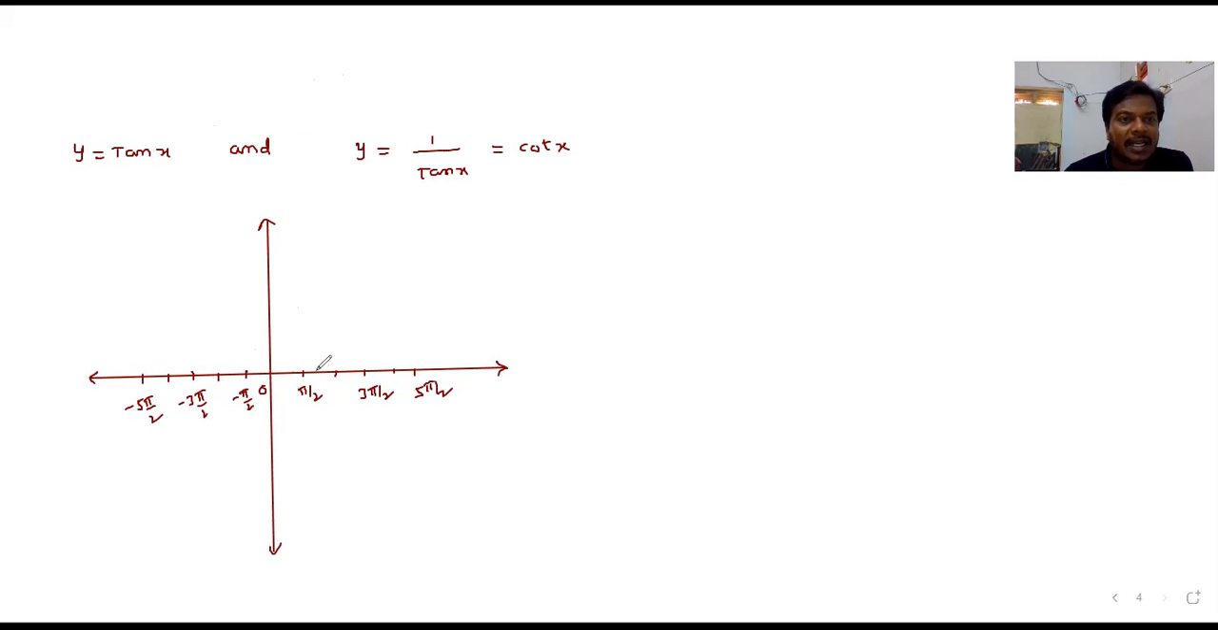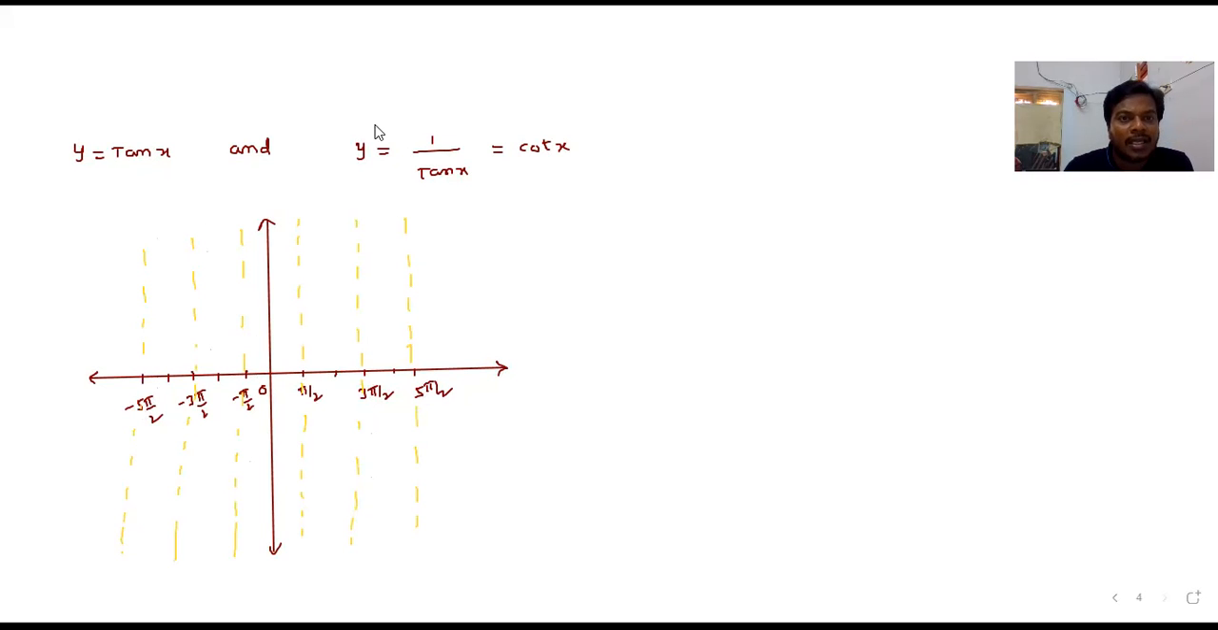Why? Because tan 90 is not defined, right? Therefore, take a dotted line here at x equal to pi by 2. And for every odd multiple of pi by 2, the graph of tan x is clearly not defined. There is a gap at these particular places.